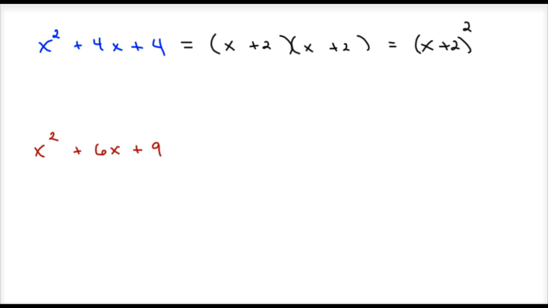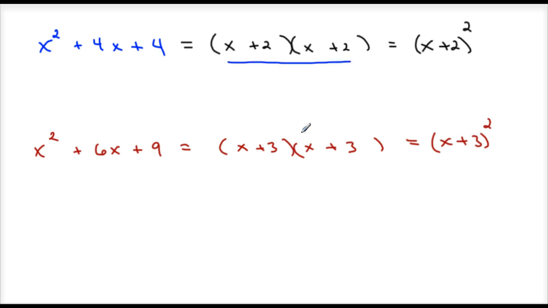What about my bottom one here? x squared plus 6x plus 9. This will factor into x plus 3 times x plus 3, which is equal to x plus 3 squared. So this is exactly what I want to create. I want to create a perfect square. Now, not all equations will allow me to do this directly, but we can alter the equation a little bit and actually have this happen.